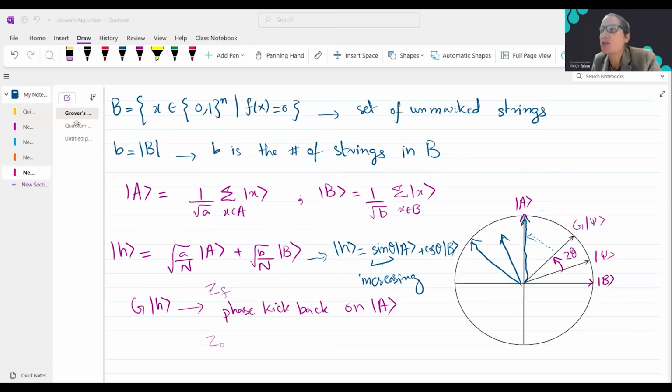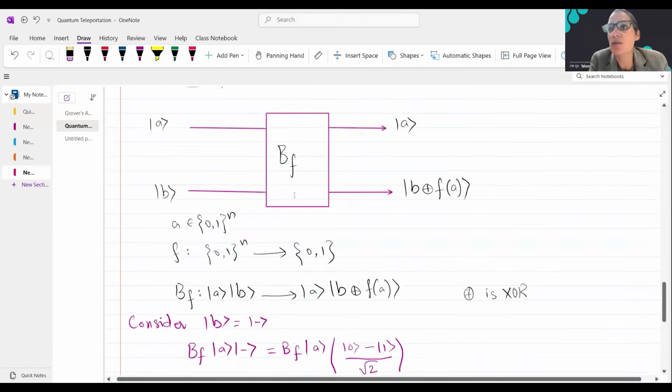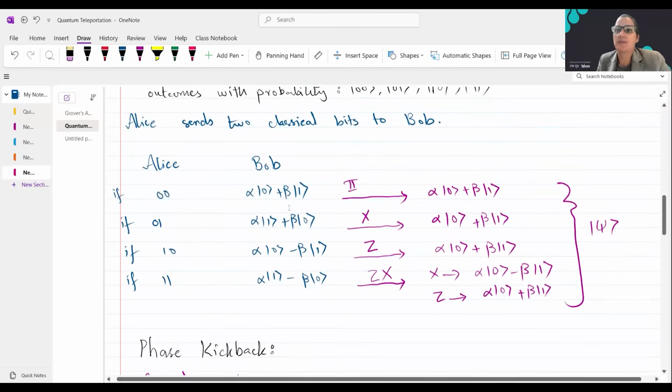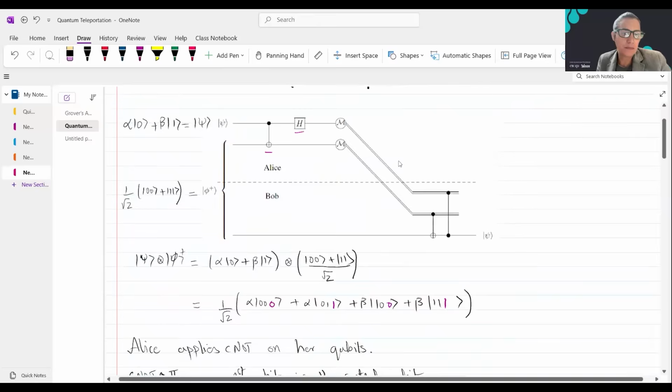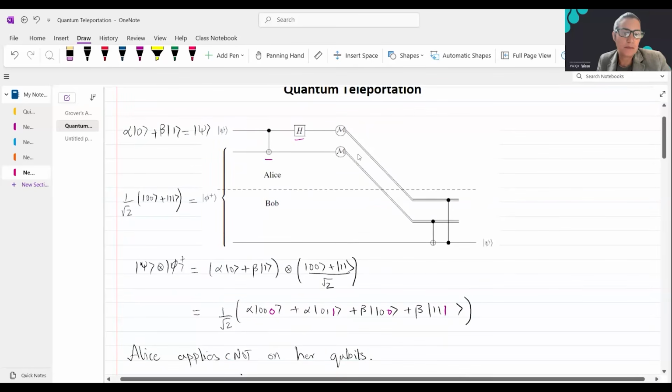Sure. Why does measuring Alice's qubits turn them into classical bits? So once Alice measures her qubits and she sees what her outcome is, she sends these two classical bits to Bob, right?